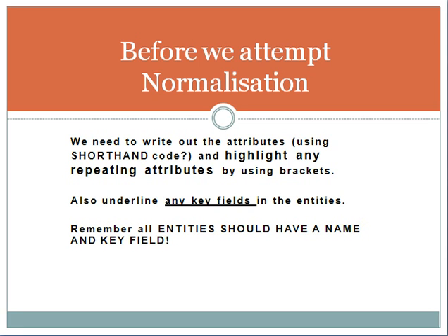We're also going to have to underline any key fields. Now, a key field is something that makes that record unique. So it would be like an ID number or something like that. So we're going to have to go into each one of these entities or objects or tables, and we're going to have to highlight any key fields. Remember, all entities should have a name and should have a key field. So if we look back to that problem we were looking at a second ago, we get something like this.